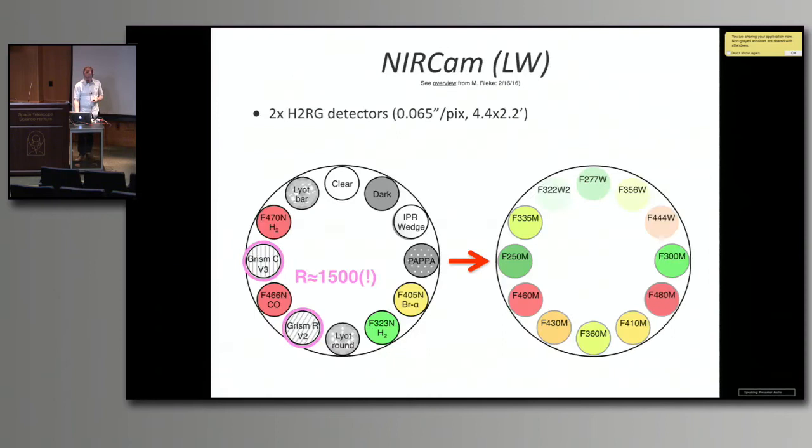Okay, and now moving on to the NIRCam capabilities. So in the long wavelength channel, there are 2 of these orthogonal grisms, very much like I've shown earlier for NIRISS.